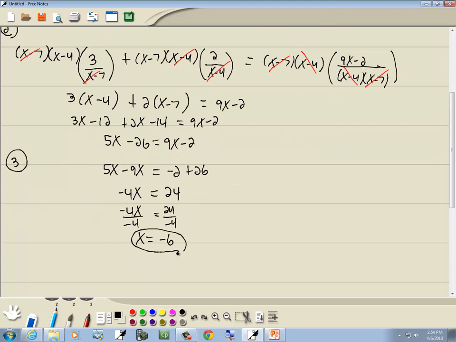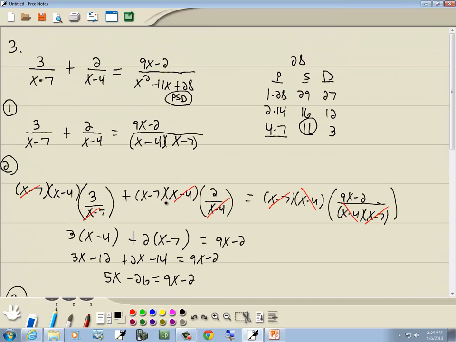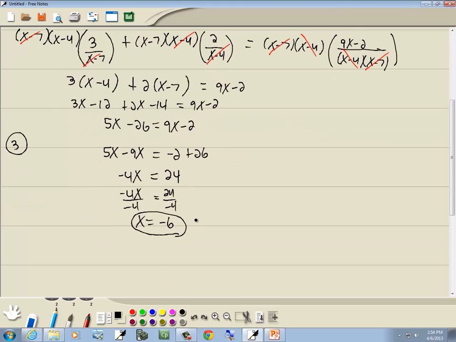That's our answer. Now the values of what caused us problems here is if we'd come up with x equals 4. If I put 4 back up here, 4 minus 4 would give us 0. Or if I come up with x equals 7, 7 minus 7 would give us 0. So again, you need to semi-check it to make sure you don't have an answer that causes a denominator to equal 0.